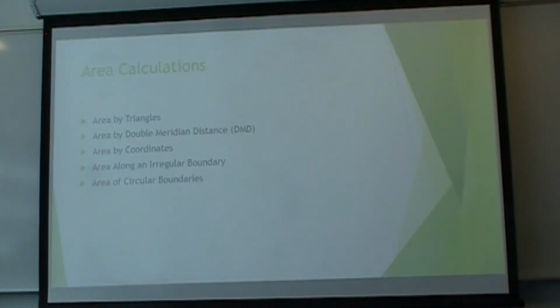And so we're going to take a look at area, different types of area calculations that can be performed. Area by triangles, area by double meridian distance, or commonly known as DMD. Area by coordinates, area along an irregular boundary, and area of circular boundaries.